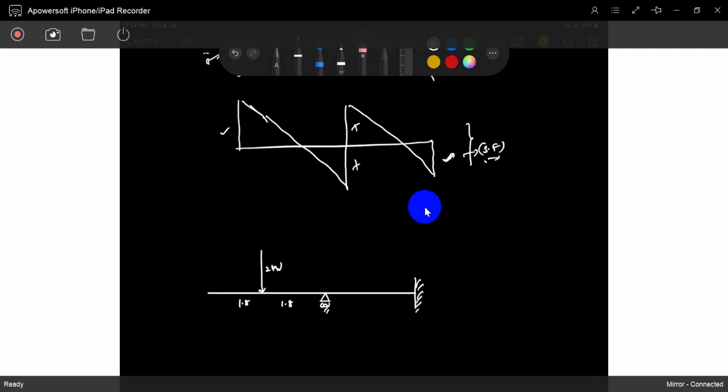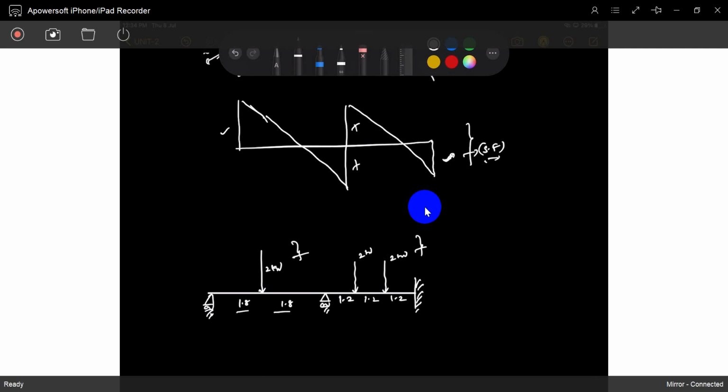Giving fixed support here, fixed support here, hinged here, and I will give this type of loading. Again it's 2 kilonewtons, 2 and 2. So 1.8 plus 1.8 is 3.6, divided by 3 is 1.2. So I will give 1.2, 1.2, 1.2. Can you solve it? I will just change the loading, and whatever loading I give, you can easily solve it.